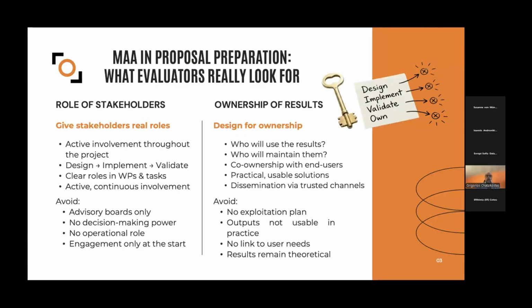Going now to the roles of stakeholders. The whole idea here is that they have active involvement throughout the entire project, meaning we need them in the design phase, we need them in the implementation phase, and we need them also to validate the results. This practically means that we need to make sure that they have adequate resources and adequate role in every work package and task that involves them upfront. And also that we spare the effort to involve them and engage them continuously.